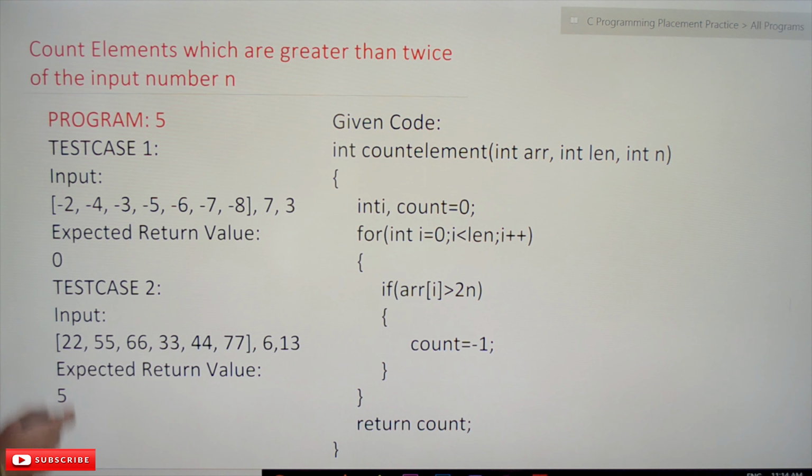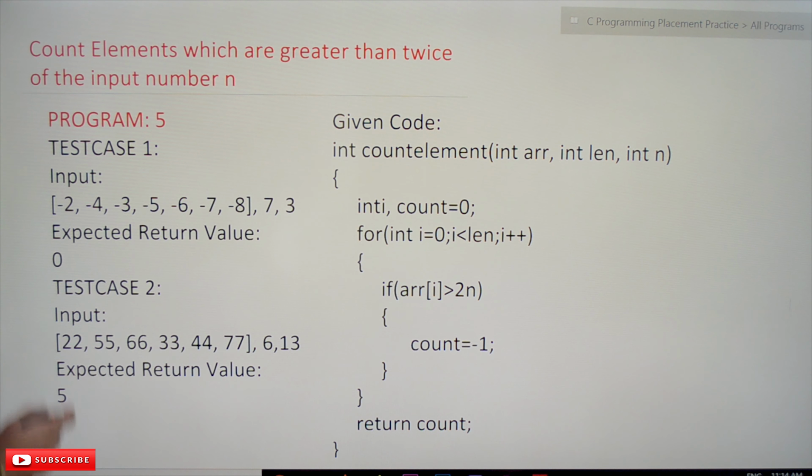Now we have to understand the statement by using these test cases and the program function. Now let's try to find the logic. The logic is very simple. We have to go through each and every element in the array. For example, if we have this array and the elements are 22, 55, 66, next is 33, next is 44, and 6 elements are there, 77.